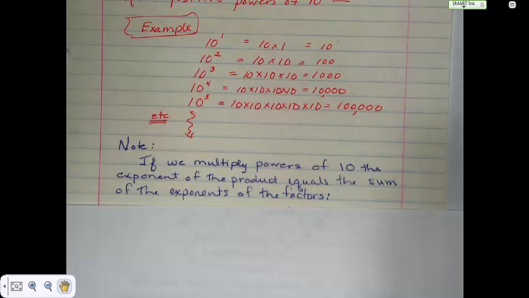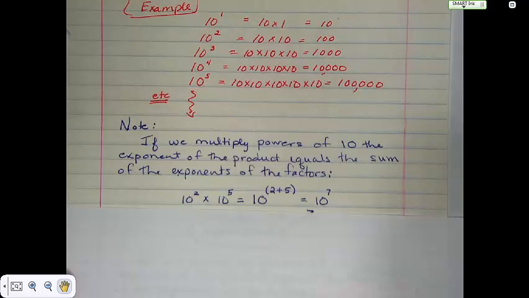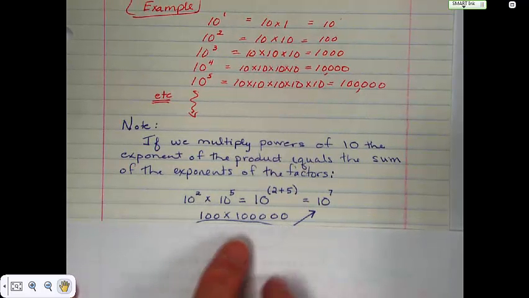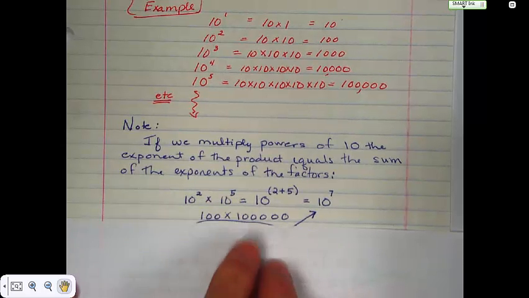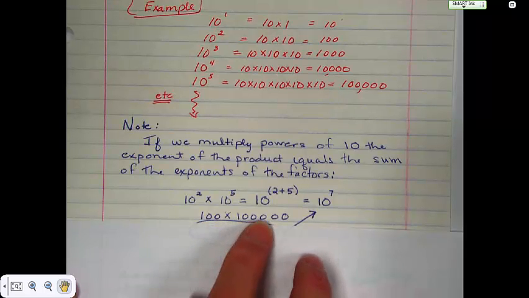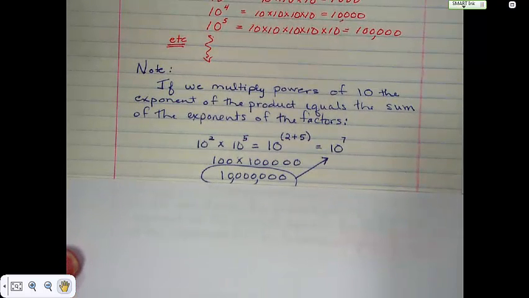Now, just a note: if we multiply powers of 10, the exponent of the product equals the sum of the exponents of the factors. What does that mean? 10 to the second times 10 to the fifth is equal to 10 to the 2 plus 5, which is 10 to the seventh. And if you look here, you've got 10 to the second, which is 100, and 10 to the fifth, which is 100,000. Count 1, 2, 3, 4, 5, 6, 7. So that is 10 to the seventh right there.